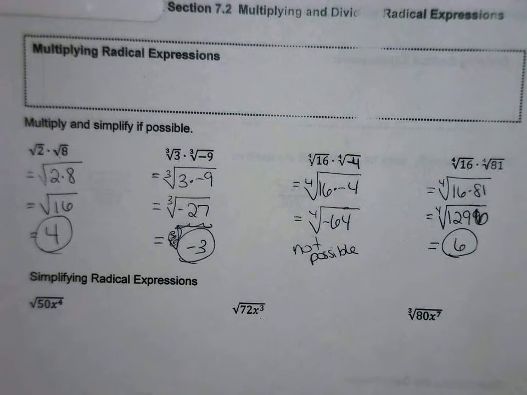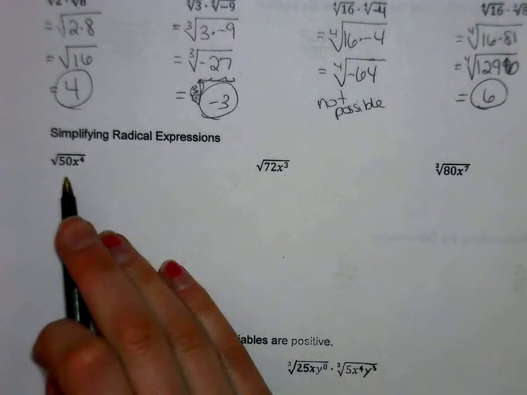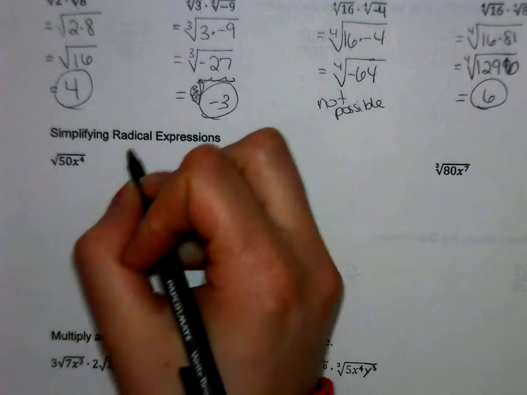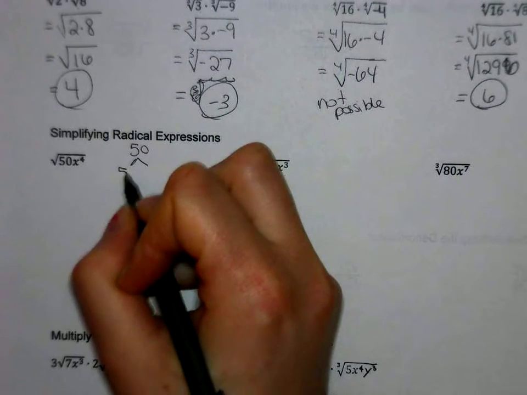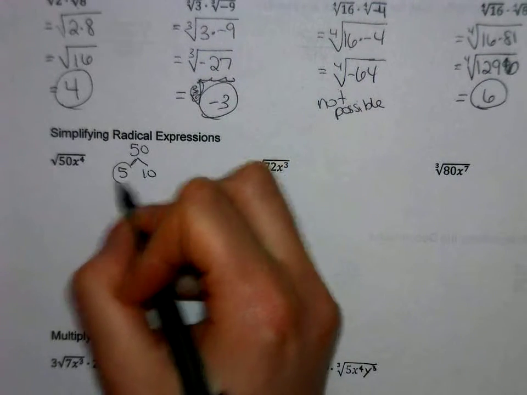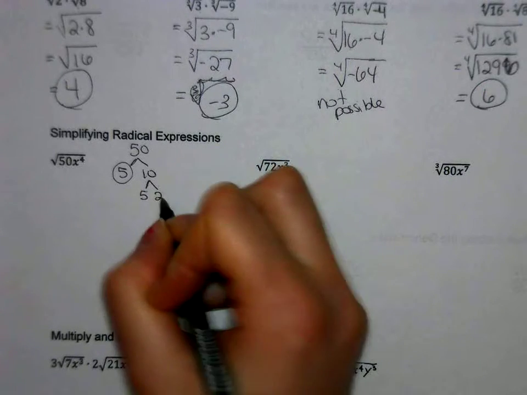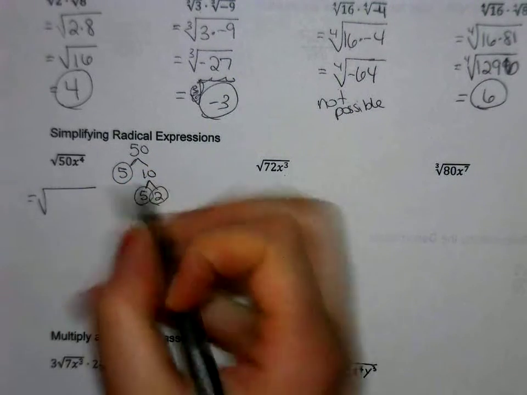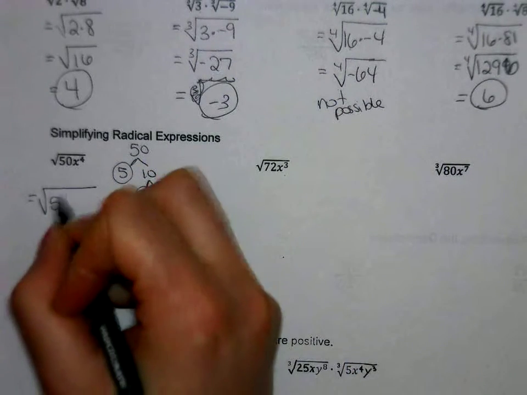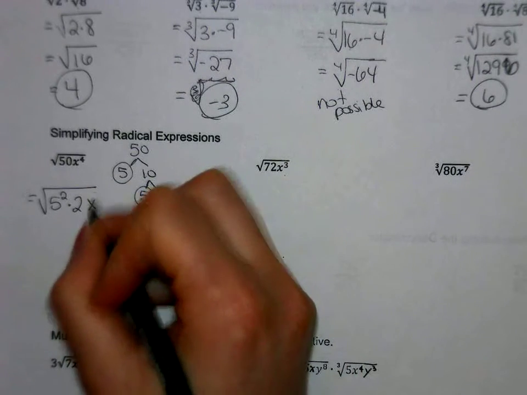Let's look at how we can simplify radical expressions. So here we have the square root of 50x to the 4th. So let's look at 50 and break that down and find out all the factors. So 50 we can end up with 5 times 10. Since 5 is prime, I know I'm done with that one, I can't break it down. 10 becomes 5 times 2, and both of those are prime as well. So we can rewrite this problem to be, well, we have 2 5s, so 5 squared times by 2, and then we still have our x to the 4th.